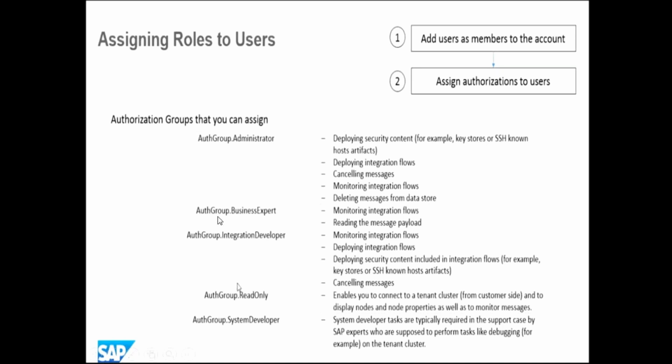Then you have the auth group business experts. Business experts are nothing but the functional people. So to them you will be providing the monitoring roles of your HCI, which means they can only view the messages which have been flowing and monitor the iFlows, nothing else. They cannot deploy the iFlows, they cannot delete the data store, they cannot cancel messages. They can only view the messages which are being processed through our HCI.